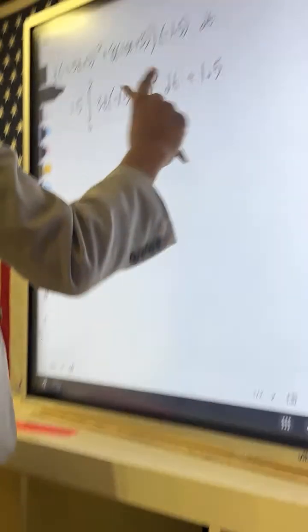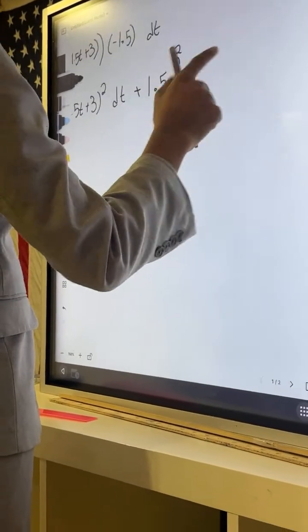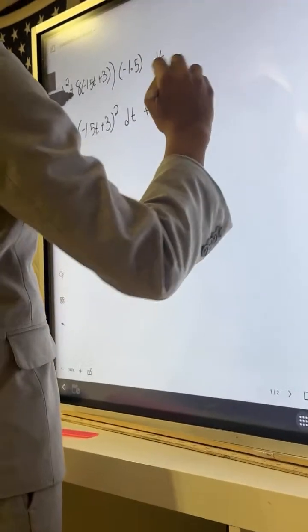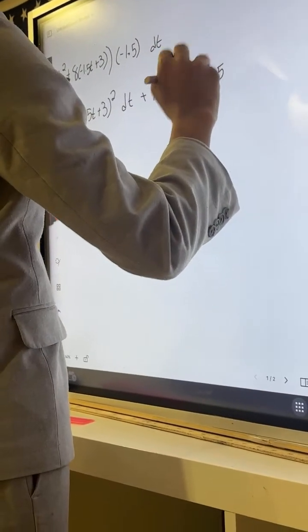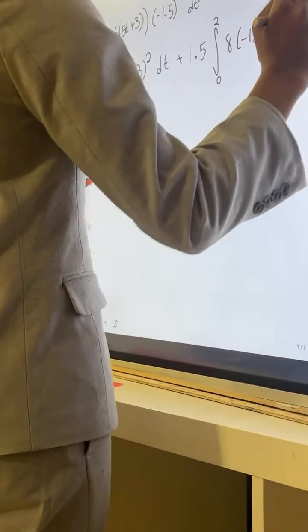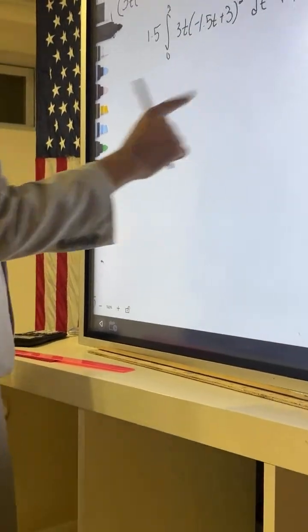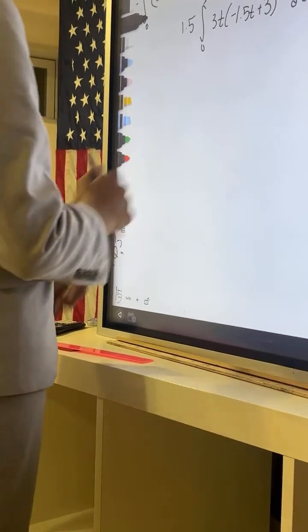squared dt plus 1.5 times the integral from 0 to 2 of 8 times minus 1.5t plus 3 dt. So what does this give us at the end? Well, just keep plugging and chugging.